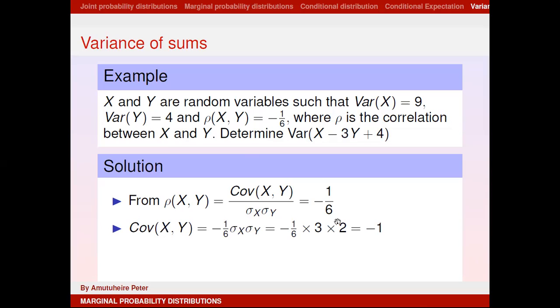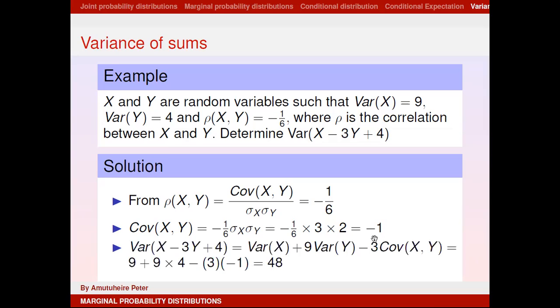Now the variance of x is 9. That means the standard deviation of x is 3. The variance of y is 4. That means sigma y is going to be 2. So when we multiply, we get -1 as the covariance. Now the variance of the sum from the formula: 1 squared times var x, 9, plus var y, plus 2ab. So a is 1, b is -3. So we get -3 covariance. But the covariance here we found is -1. So when you put it here, we get the answer as negative.